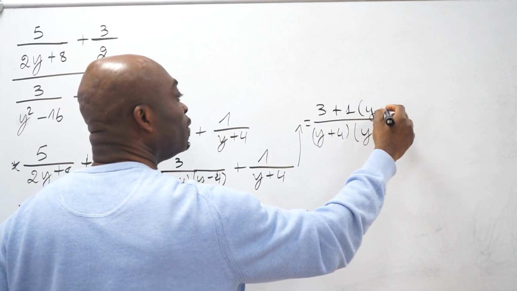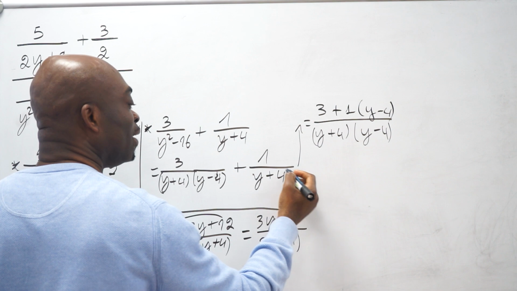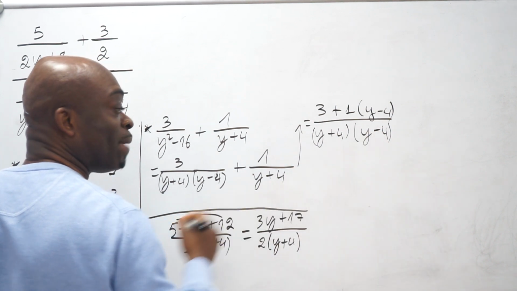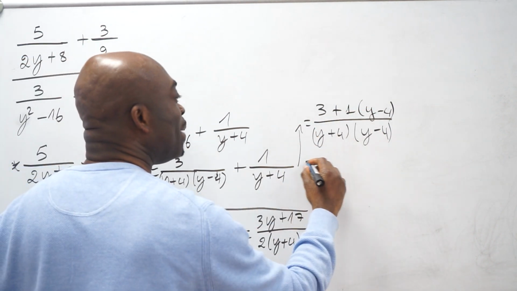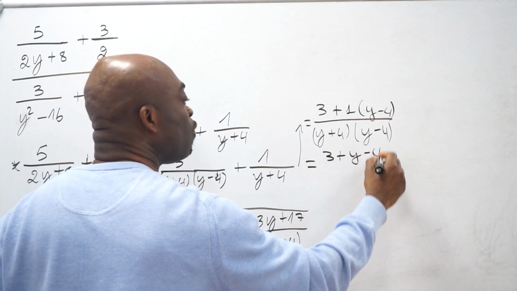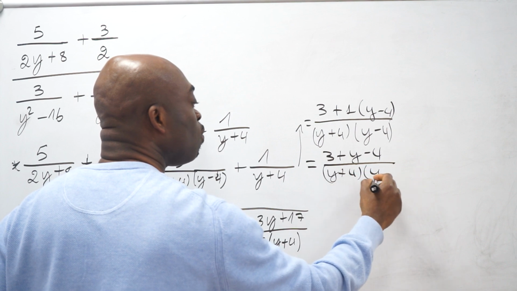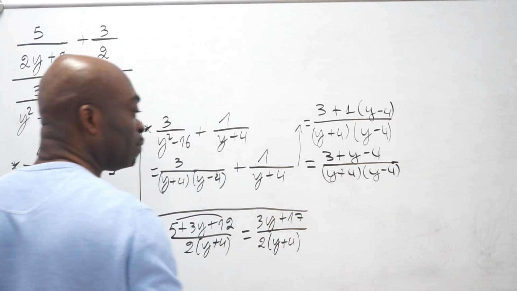minus 4. Okay? All right, so again, whatever is missing here that we have here is y minus 4. And that's what we multiply that by. And then what we have is what? Is 3 plus y minus 4 over y plus 4 times y minus 4.